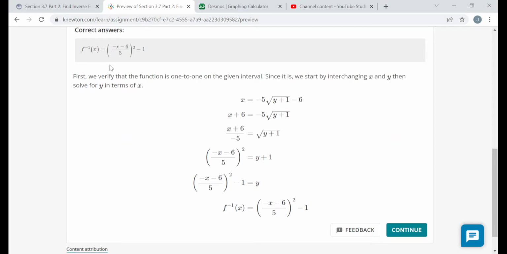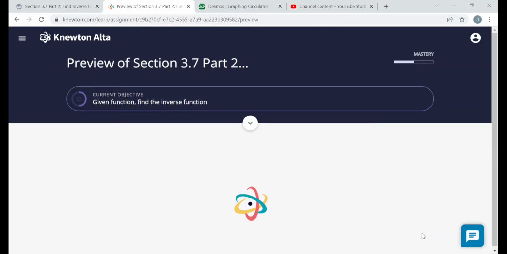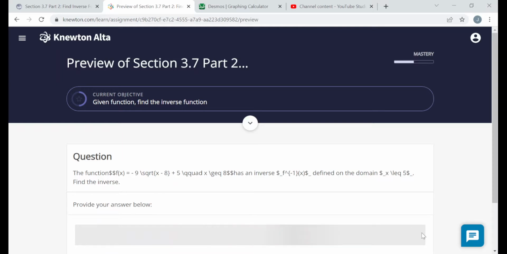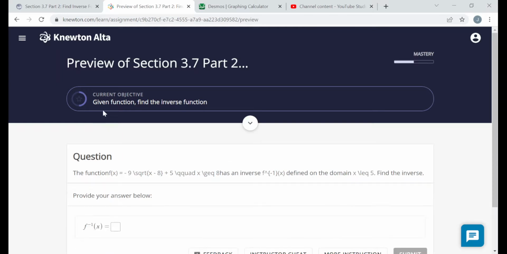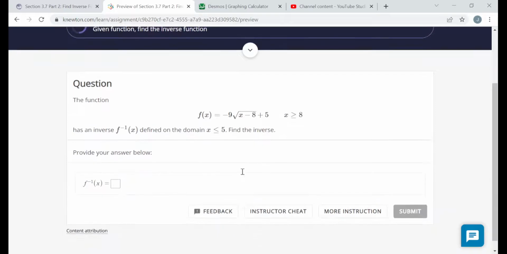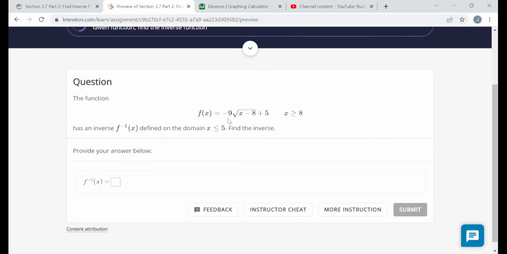I mean, they have it written a different way, but it's equivalent to what I have. That's why mine was correct. Okay, looks like the same objective. Alright, so again, x becomes y, f of x becomes x, y becomes x, and solve for y.